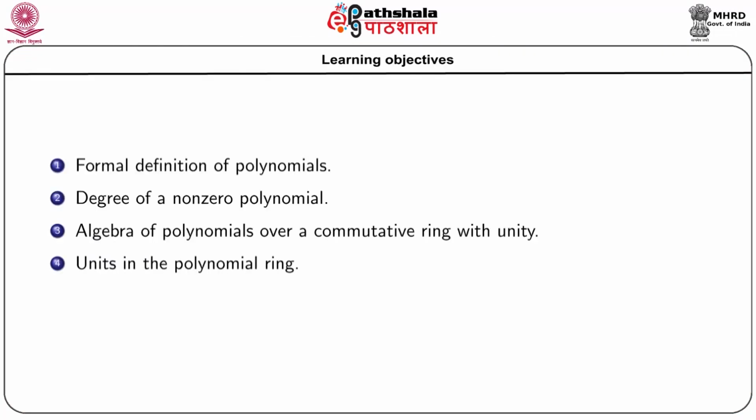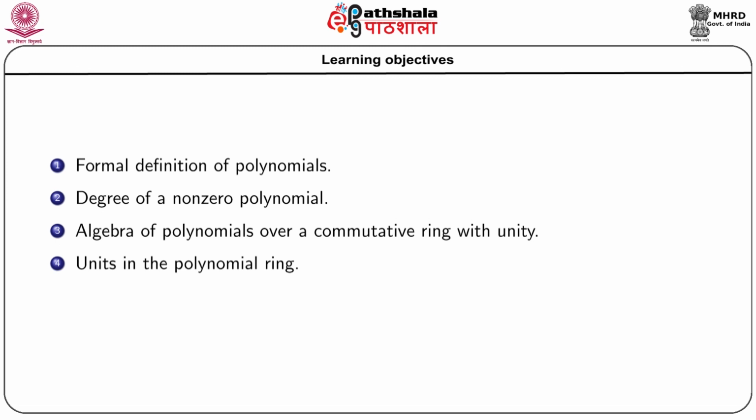In this chapter we have 4 objectives. The first objective is to give a formal definition of polynomials. Our second objective is to show that the set of all polynomials over a commutative ring with unity is also a commutative ring with unity. Our third objective is to define formally the degree of a non-zero polynomial.